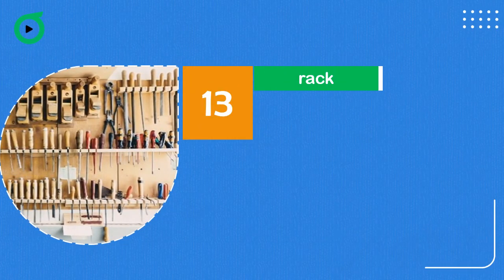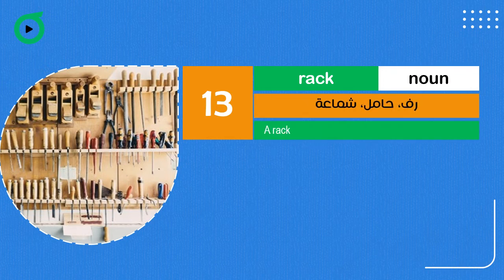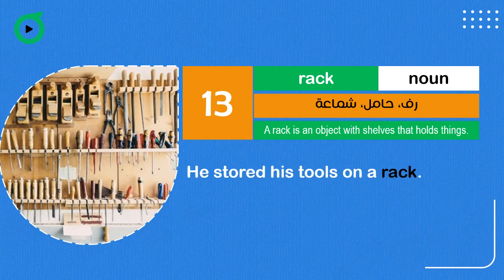Rack. A rack is an object with shelves that holds things. He stored his tools on a rack.